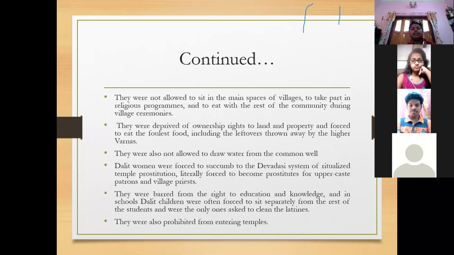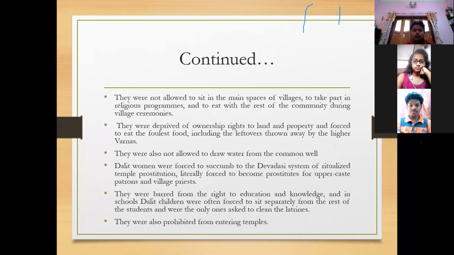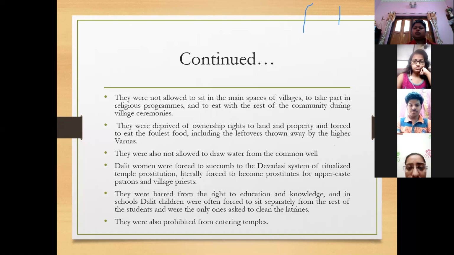They were not allowed to sit in the main spaces of the village, to take part in religious programs, and to eat with the rest of the community during village ceremonies. They were deprived of ownership rights to land and property, and forced to eat the foulest food, including the leftovers thrown away by the higher Varnas. So these are the real pictures. They were also not allowed to draw water from the common well. They had to wait for the upper caste people to come, so that they could pour some water into their pitcher.